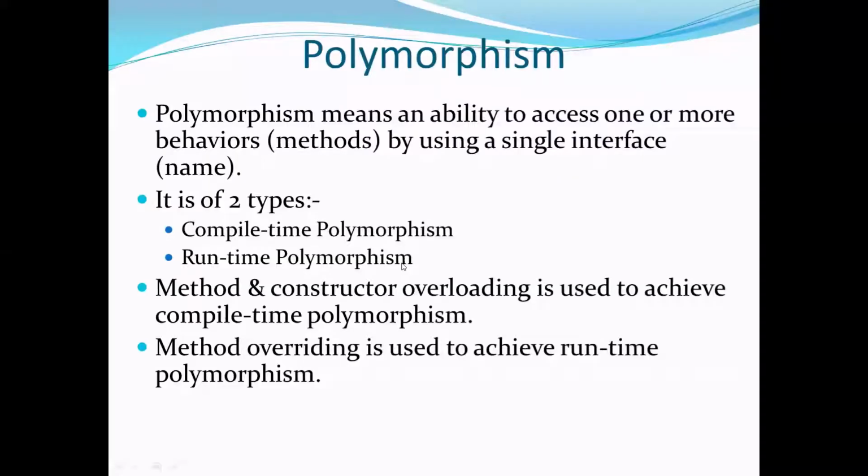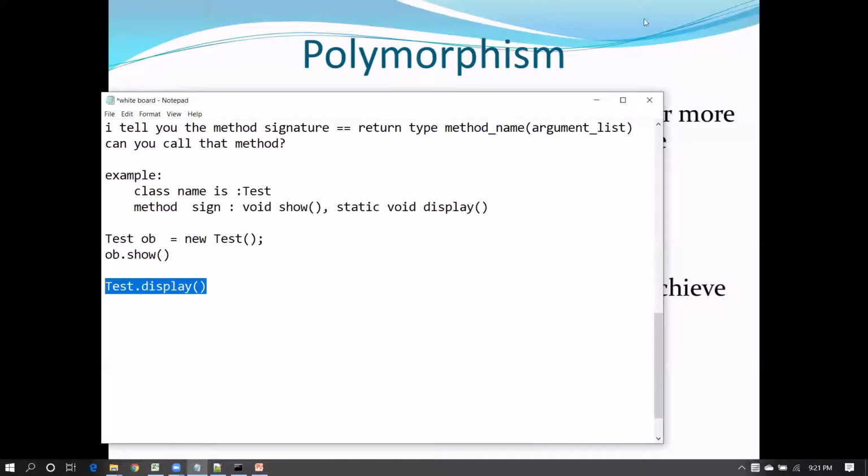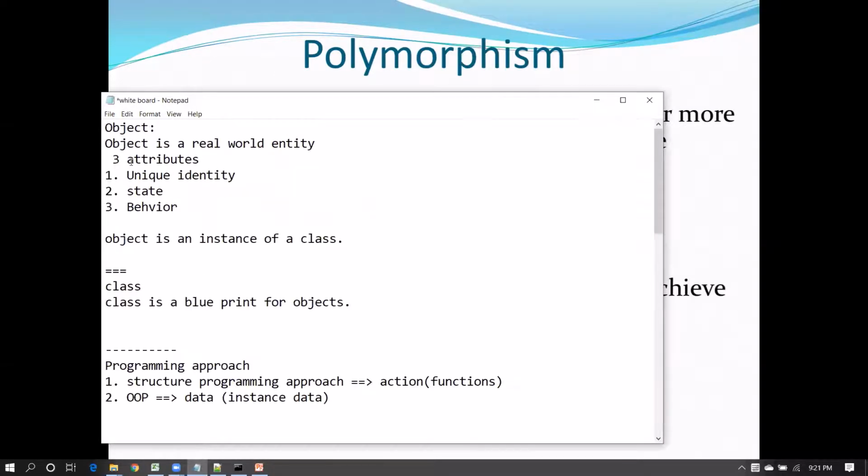Now come to the polymorphism. First thing I want to mention over here, since polymorphism is a concept of object-oriented programming, and as we know, an object consists of three things that we have already discussed. One is ID, unique identity. Second one is called state, and third one is called the behavior. Okay, as we have already discussed this thing, let me show you. So these three attributes of the object: unique identity, state, and behavior.